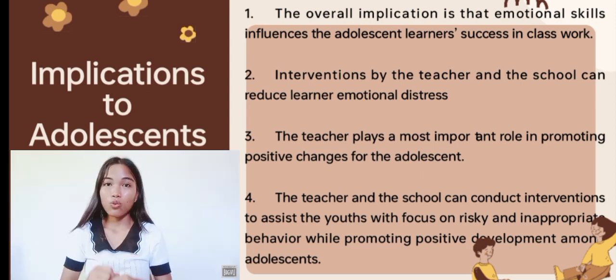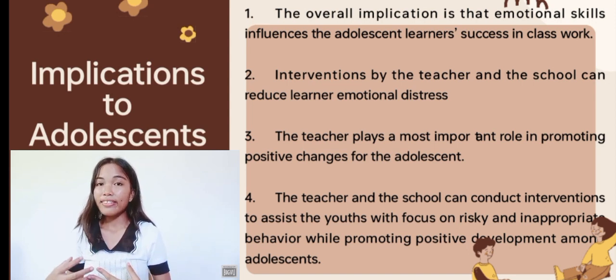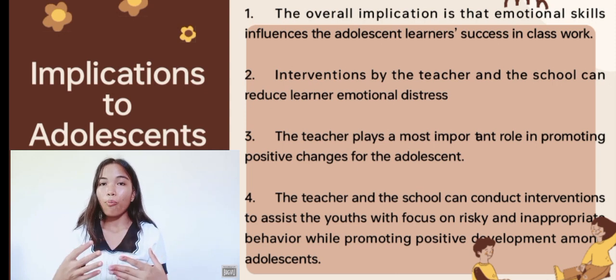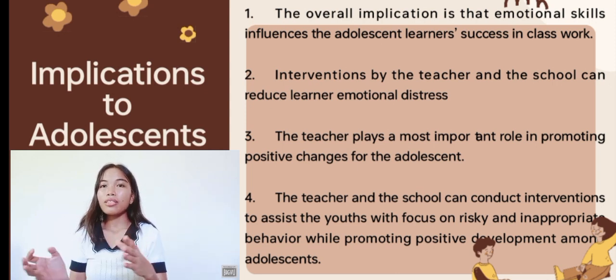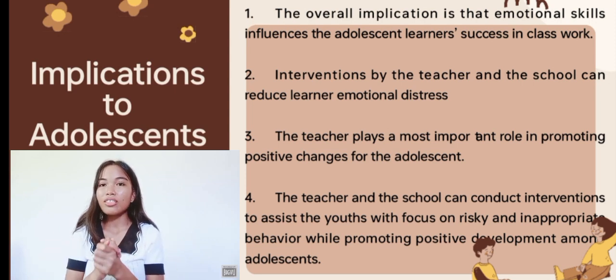So, number 4, the teacher and the school can conduct interventions to assist the youth with a focus on risky and inappropriate behavior while promoting positive development among adolescents. For example, schools can offer programs that teach students about the risks associated with substance abuse, risky sexual behavior, and other negative influences. Additionally, schools can provide opportunities for students to engage in positive activities such as sports, clubs, or community service that can help them develop social skills and healthy coping mechanisms. Because students become more transparent with other people and show who they really are, so it was needed.